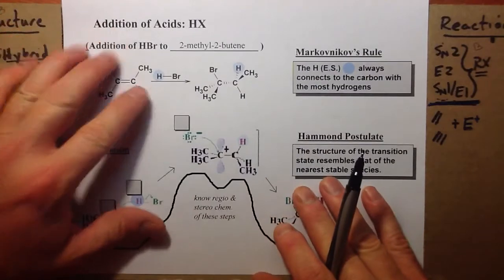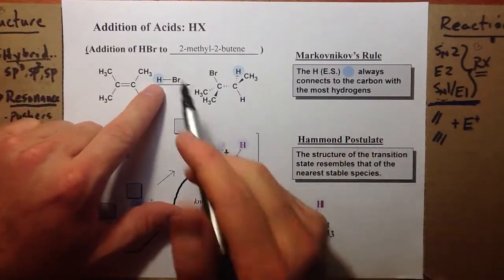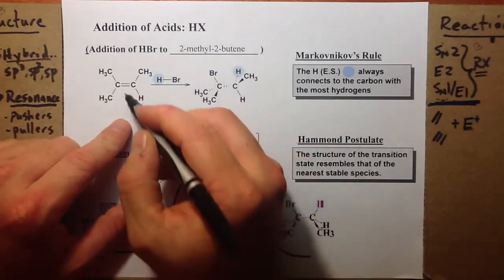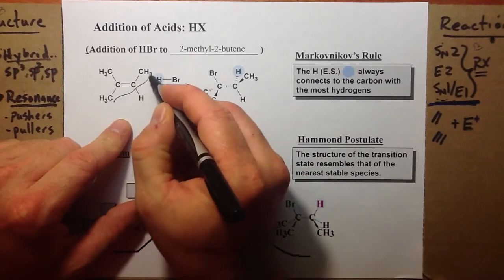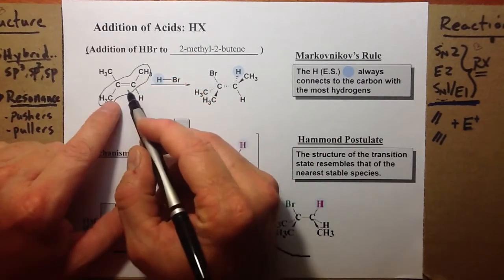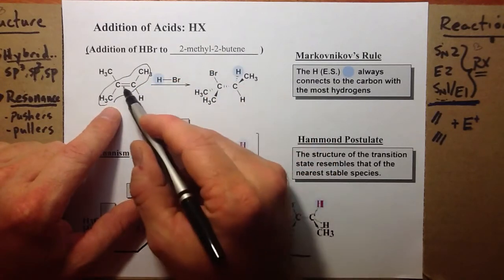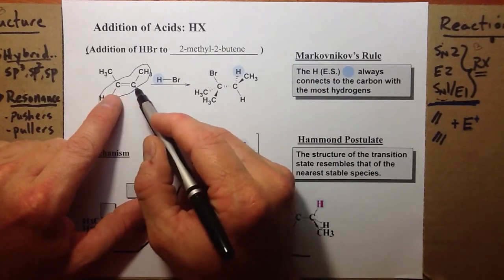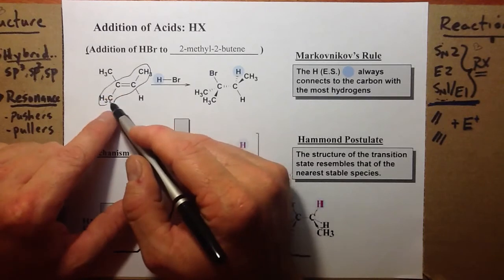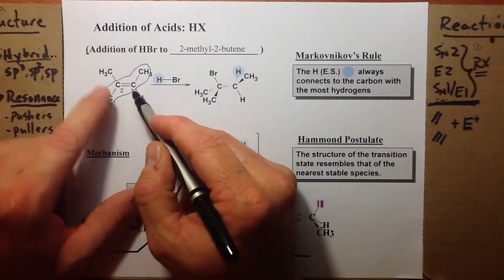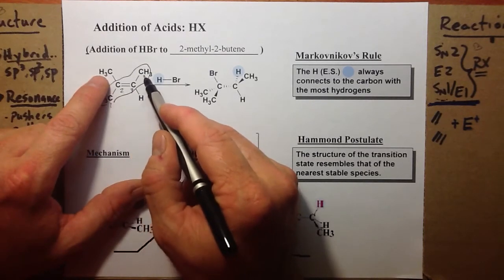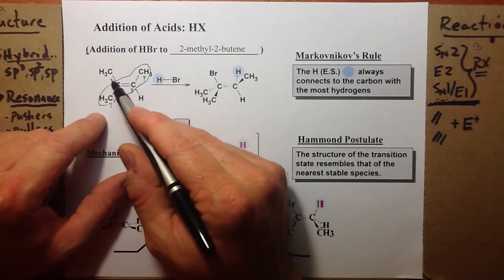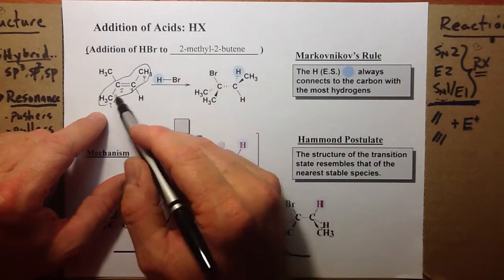Let's use HBr for our first example. HBr added to 2-methyl-2-butene. Here's our longest chain of carbons, so it's a butene. We have our double bond between carbons 2 and 3. And we number from this position because that's where our first branch is closest to this end. So we say 2-methyl-2-butene.